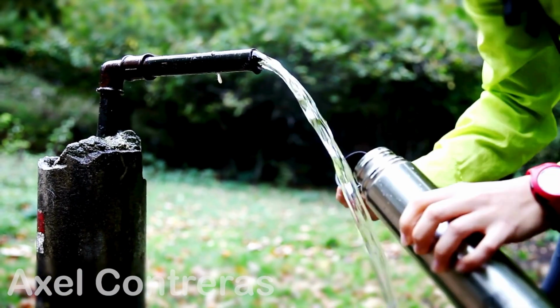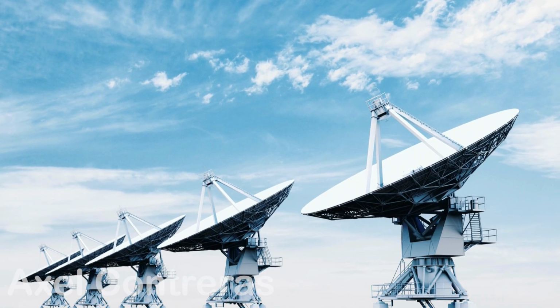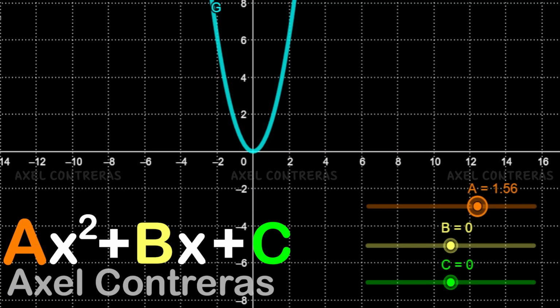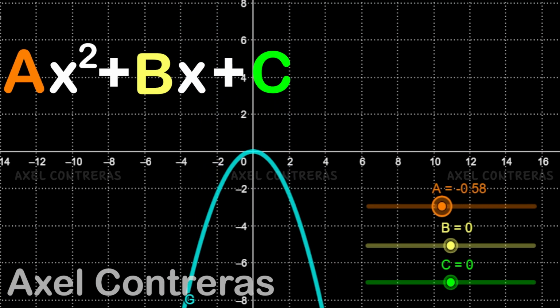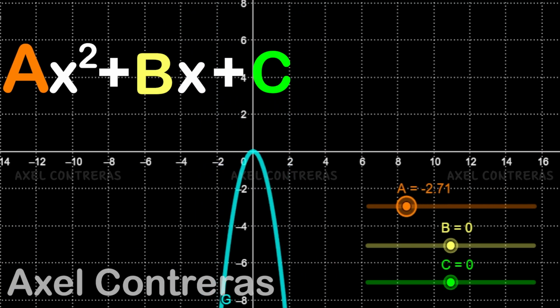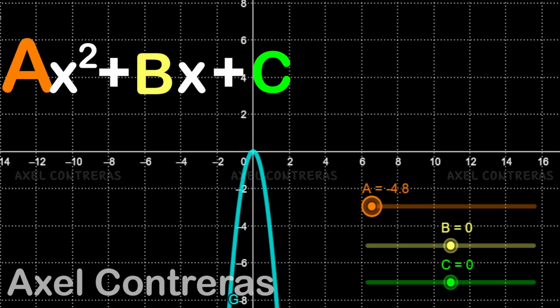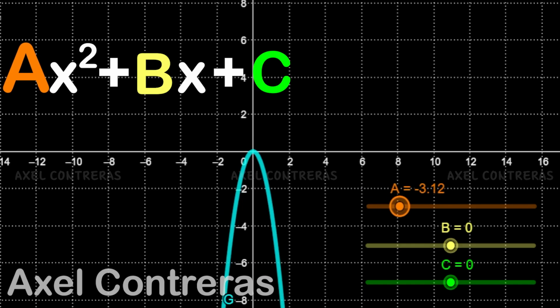Do you know what a ball in flight, the arc of a water fountain, and the shape of a satellite dish all have in common? The quadratic function. Today, I'll show you how this curved equation can describe movement, trajectories, and much more. The quadratic function, also known as the parabola equation, looks like this.